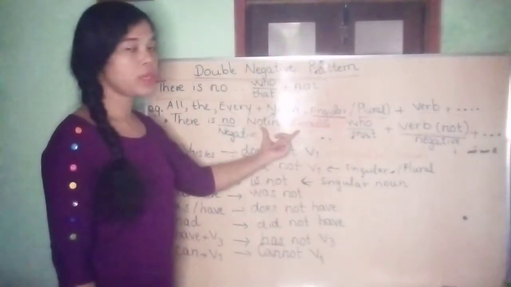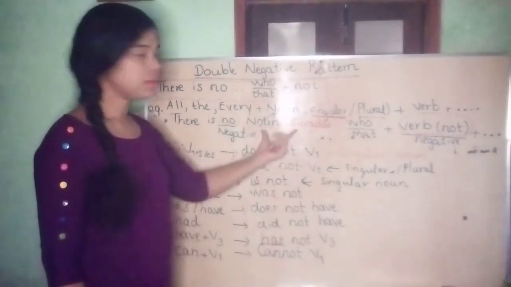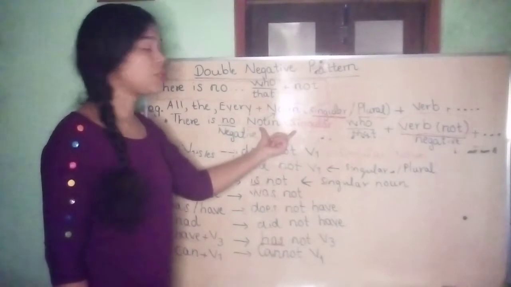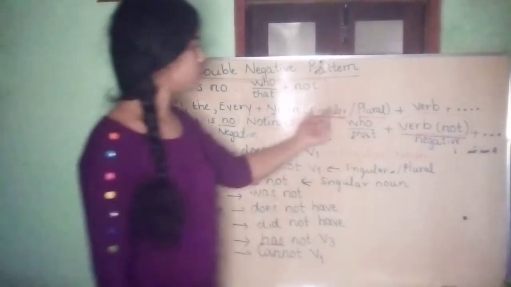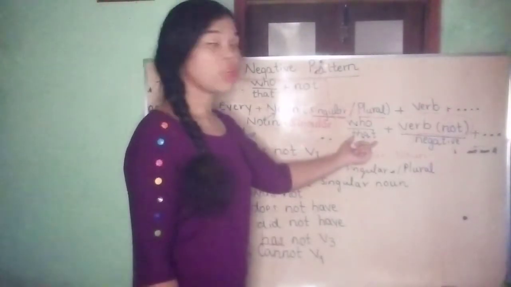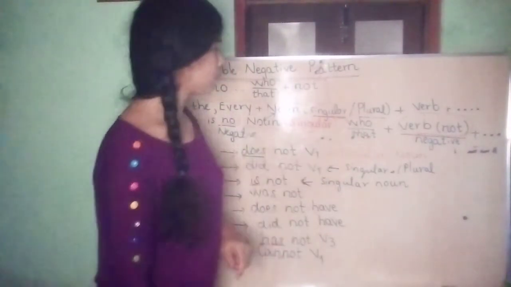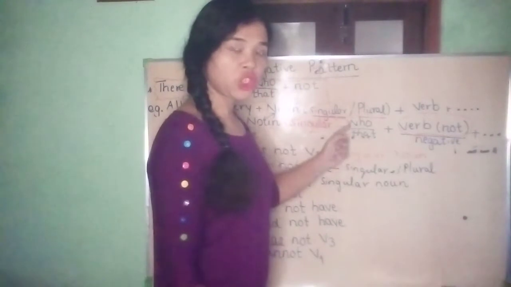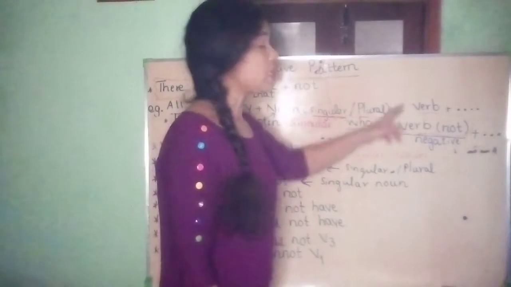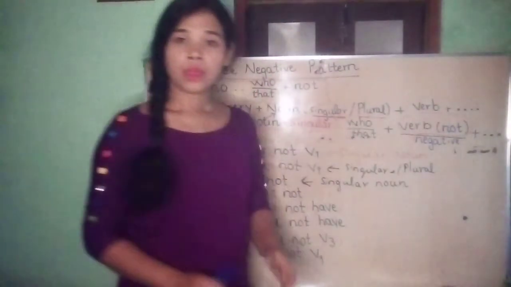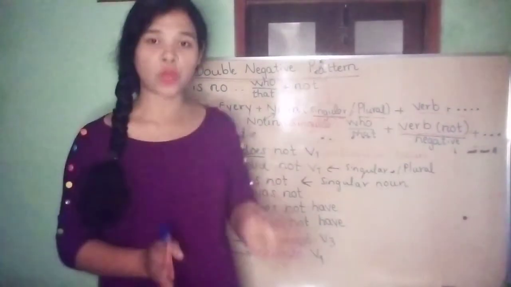If this noun does not express a man, the conjunction that will be used. You need to use that as the conjunction. After choosing the conjunction, who or that, the next step will come. The next step is very important for this pattern.